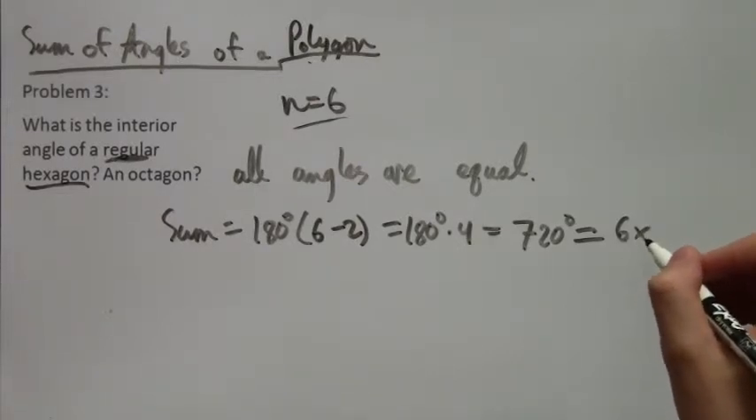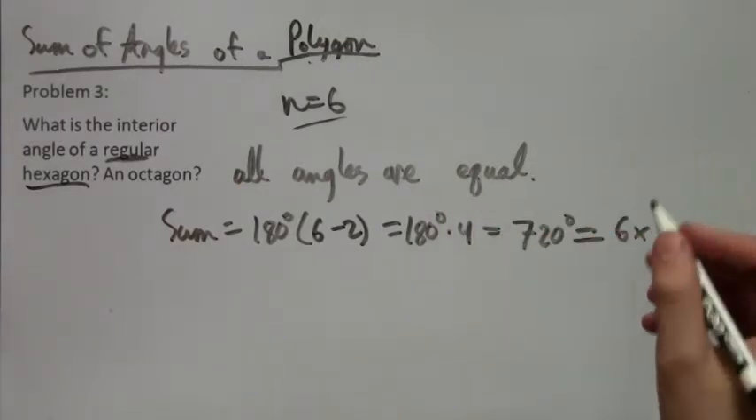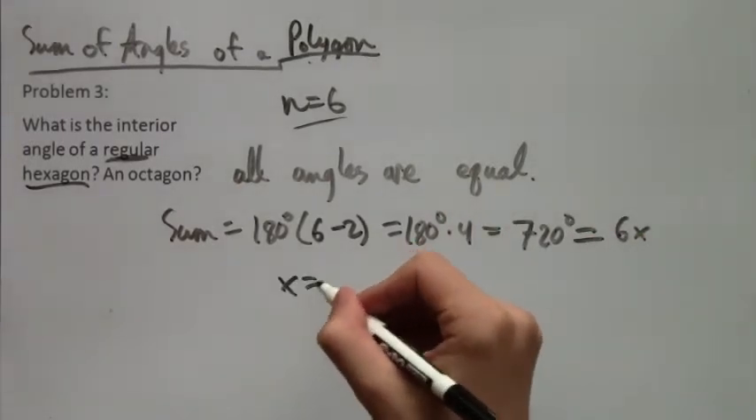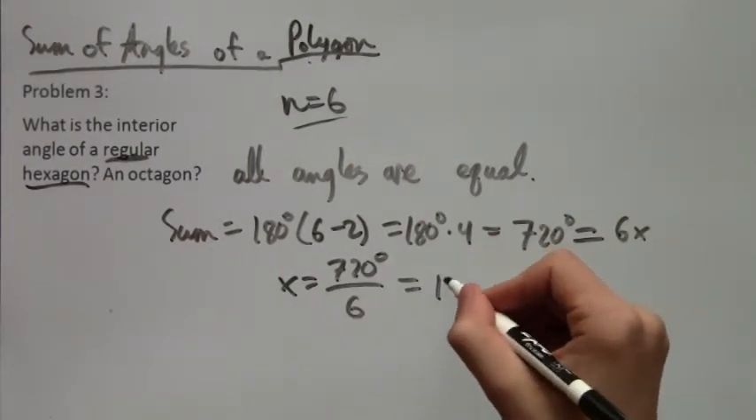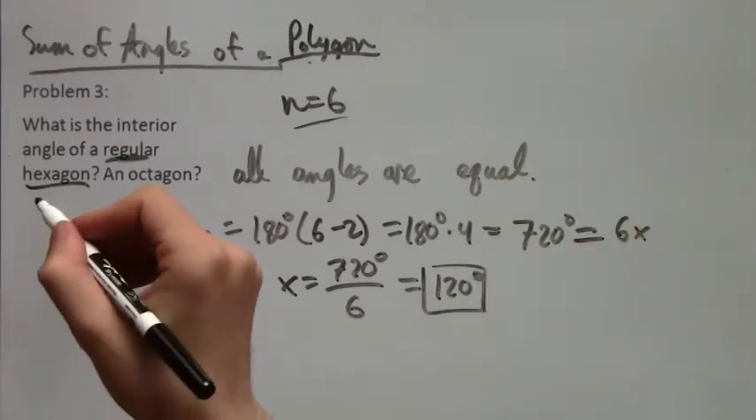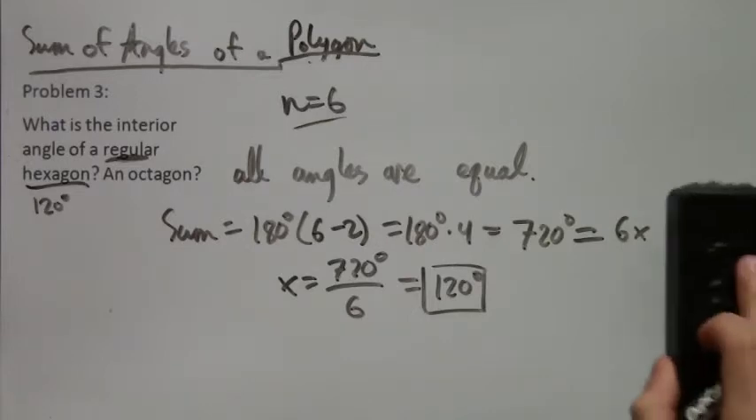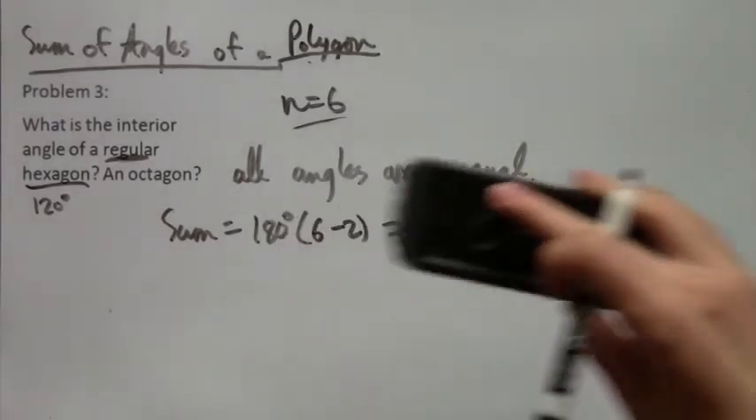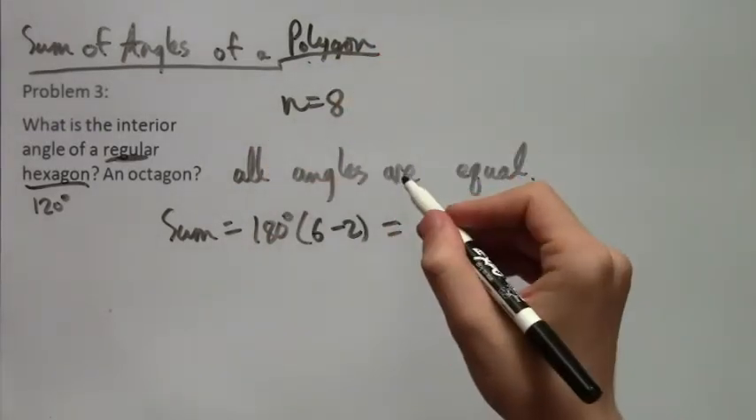But this is really easy to solve for x. All we have to do is divide on both sides by 6. Again, each angle is equal and there's 6 of them, so when we add them together, if one of the angles was x, we get 6x. So you divide by 6 and we get 120 degrees, which you could have known already, but if you didn't, it's a useful fact. The interior angle of a regular hexagon is 120 degrees.